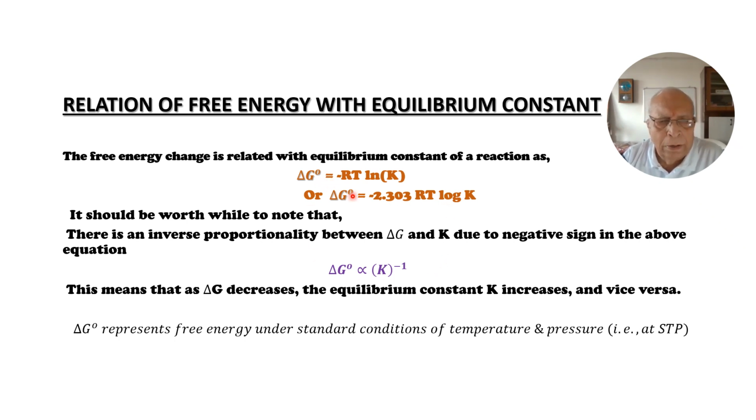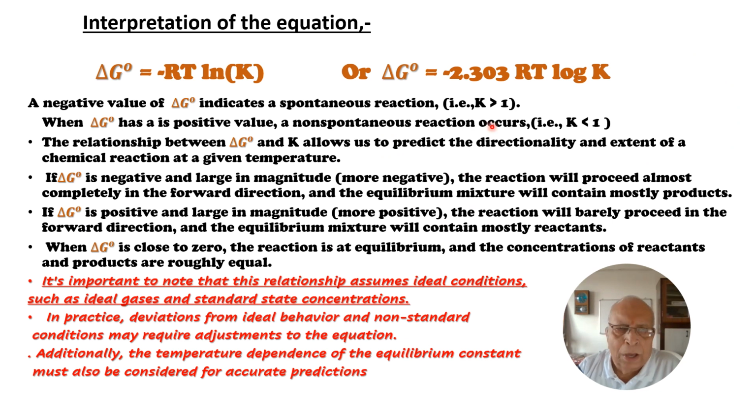Anyway, now if you review delta G naught is equal to minus RT ln K, we very easily find out, or we can infer, that the free energy change delta G naught is inversely proportional to K. So this is also sometimes referred to, and we are asked to determine a relation between K and delta G naught in many problems. So let us see what's there.